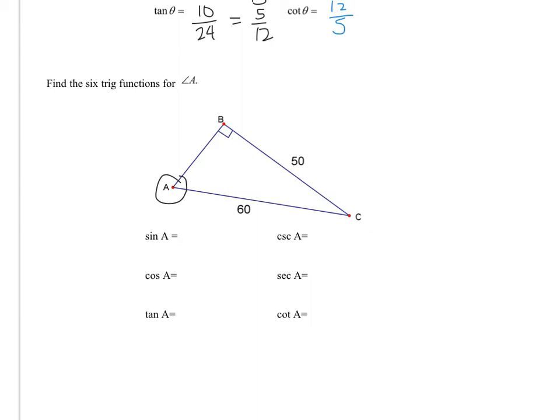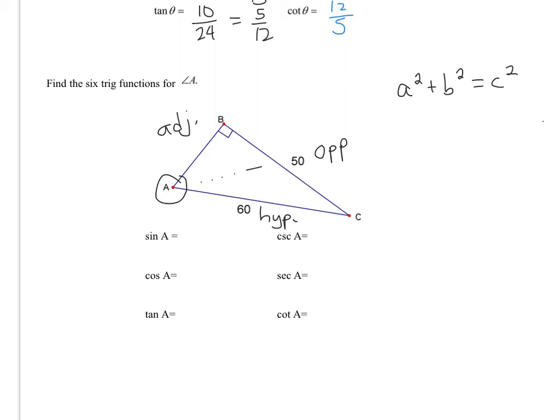So if we think about this, we know 60 is the hypotenuse, it's across from the 90. The side across from angle A would be this 50, so that's the opposite. So the adjacent is the other side next to it, which we don't have a value on. But since it's a right triangle, you may remember the Pythagorean Theorem, which states a squared plus b squared equals c squared. The only caveat on this theorem is that c squared must be the hypotenuse.